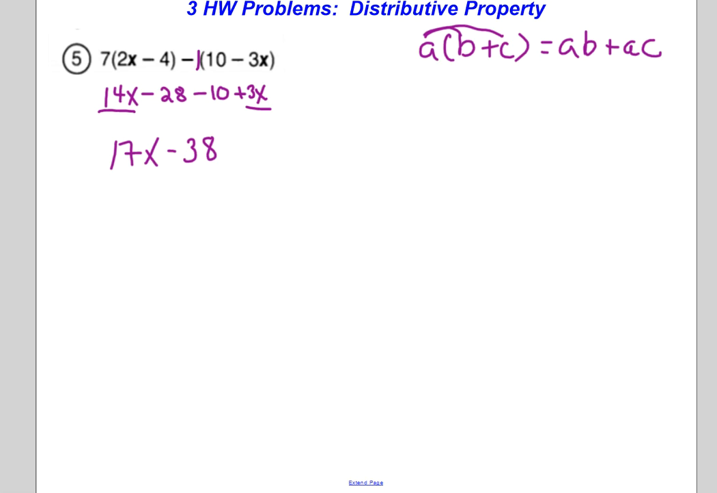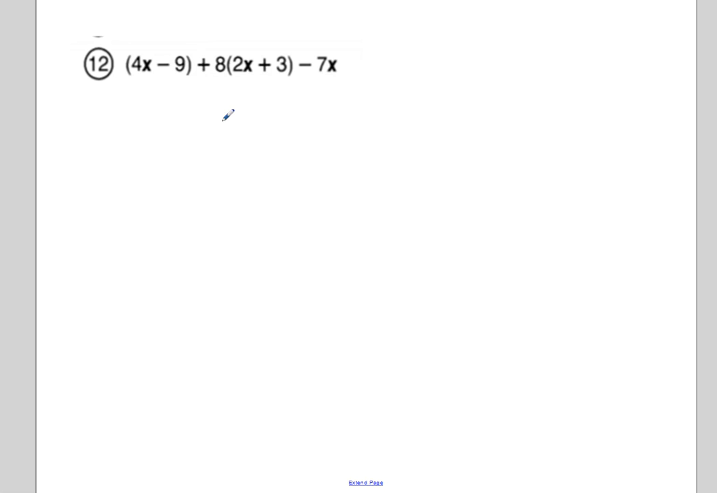All right, let's go ahead and take a look at the next problem. So this one has a little bit more going on to it, but not as much as you think. It just looks big, but actually there's not much. We don't need to distribute this 1 because it's just a positive 1, and there's no sign change or anything like that. So I'm just going to go ahead and write 4x minus 9.